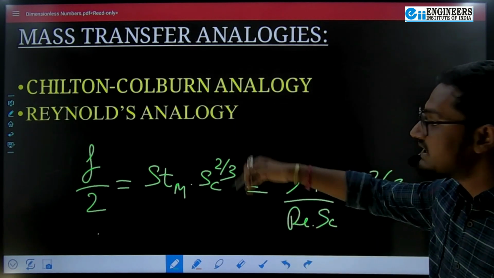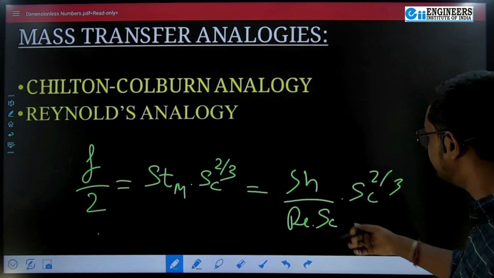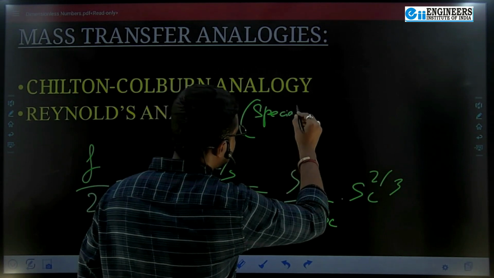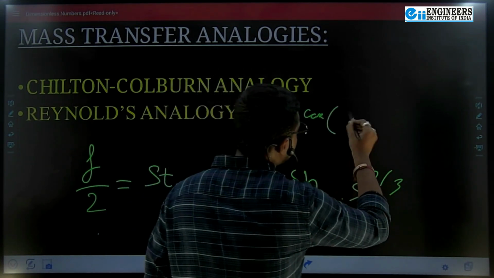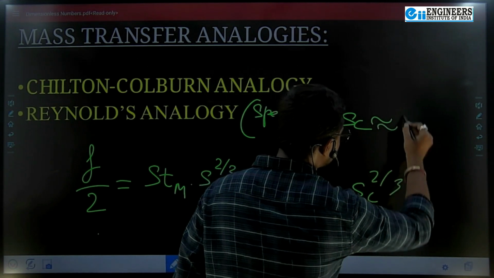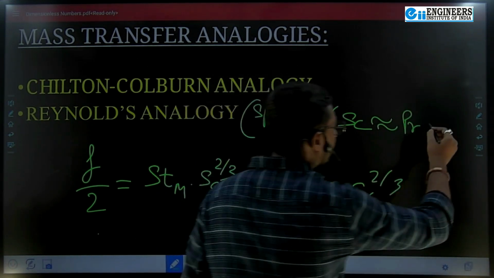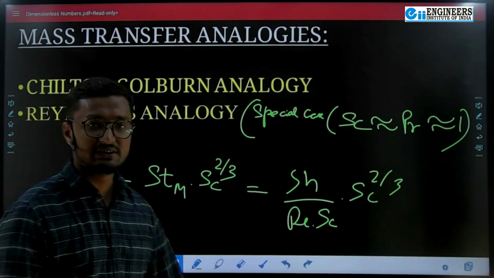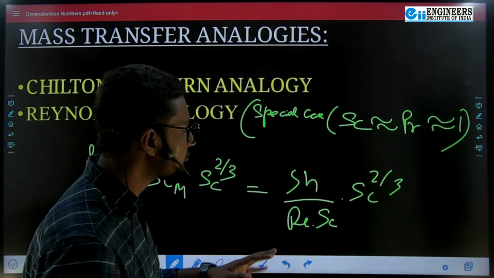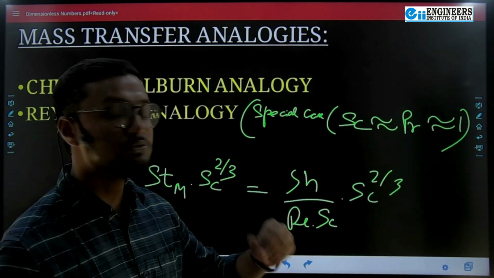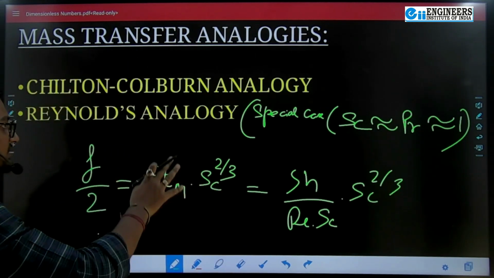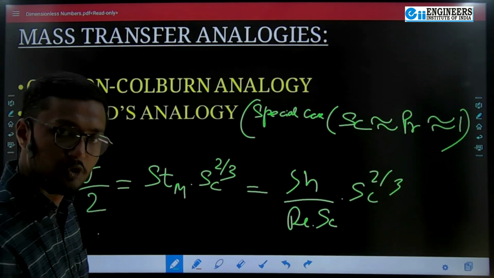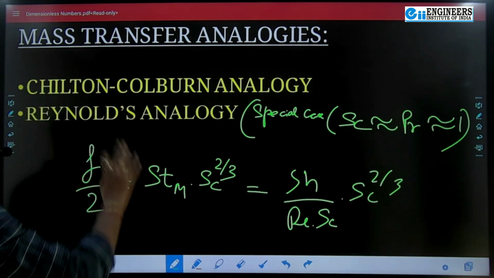And what is the Reynolds analogy? The Reynolds analogy is just the special case of this, where Sc is almost equal to the Prandtl number of heat transfer, and which is almost equal to 1. When the Schmidt number and the Prandtl number both tend to be equal and both are almost equal to 1, then this becomes the special case, and the formulation we have got here will just convert into the Reynolds analogy. So these were the mass transfer analogies.